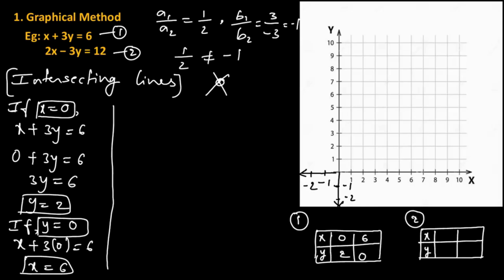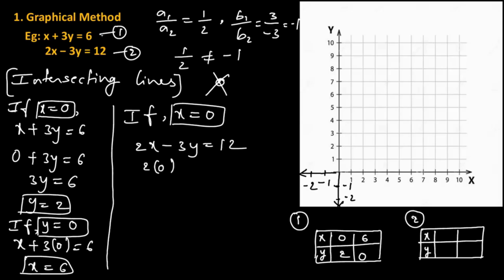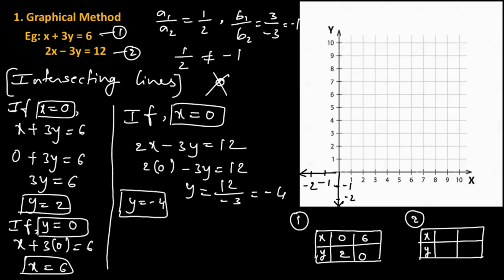Next one, in the second equation, same way, if x is equal to 0, you can take any value. Here I am taking only zeros. If x is equal to 0, substitute in the second equation. Second equation is 2x minus 3y is equal to 12. 2 into 0 minus 3y is equal to 12. So y is equal to 12 divided by minus 3, which is equal to minus 4. I got minus 4. Y value is minus 4.